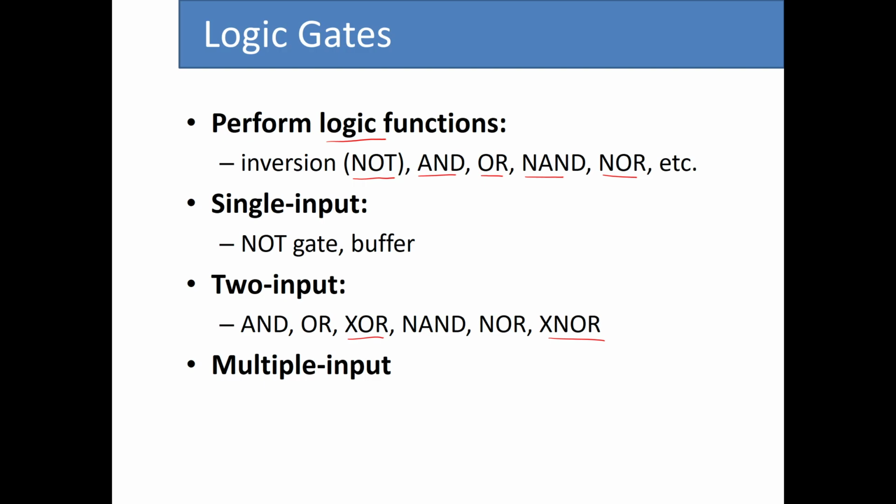In this class we have the NOT gate and we have the buffer. We can have two input logic gates. The basic examples are AND, OR, XOR, NAND, NOR, and XNOR. And finally we can have multiple input gates that I will talk about in a later slide.